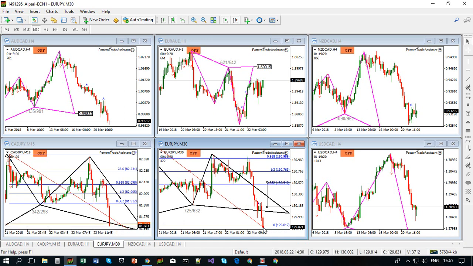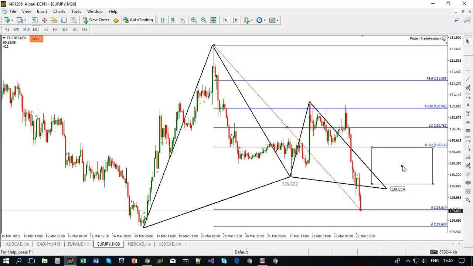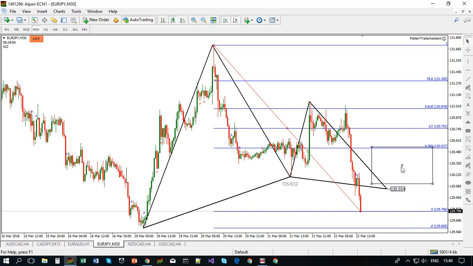Something is moving yen to the upside, and those pairs that are opposed to yen are of course moving to the downside, yes? So the yen becomes stronger. Maybe some news released, maybe something else. But the yen is becoming stronger.